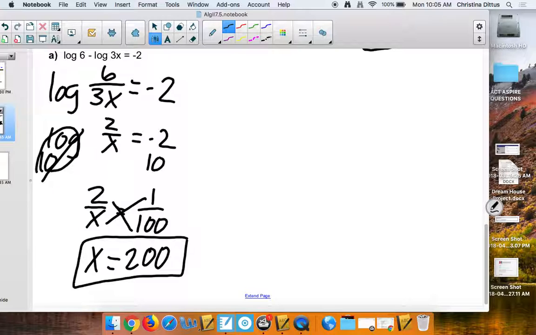Questions there? Don't turn the page yet. We're going to add another one next to it. You guys have some room over here, right? Another basic one: log 2x plus 5 equals 2.